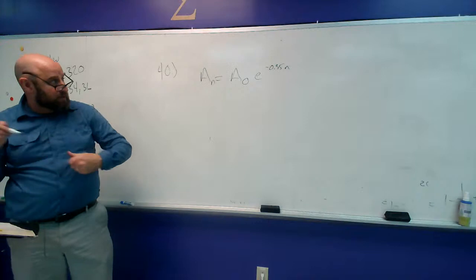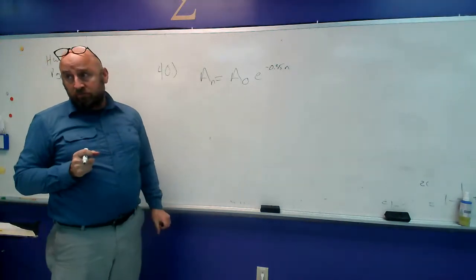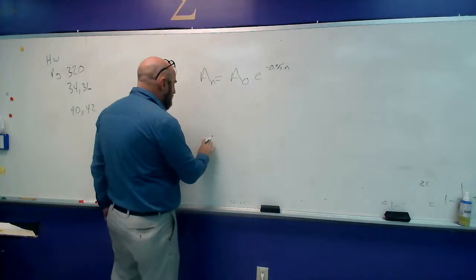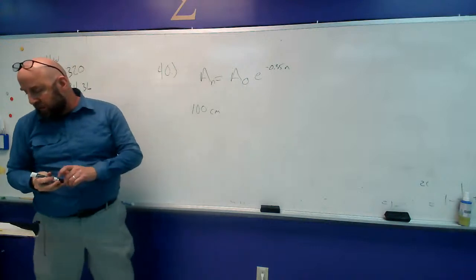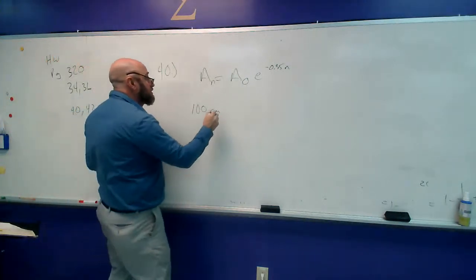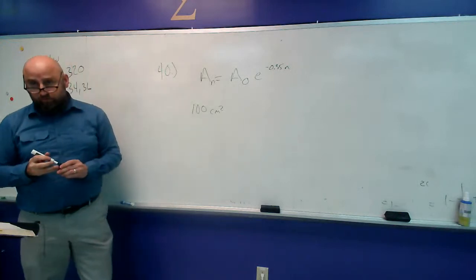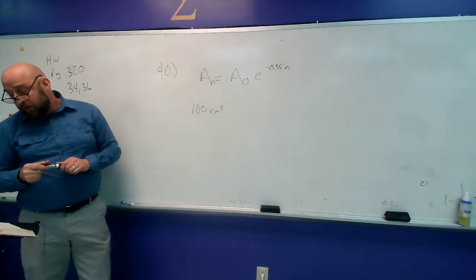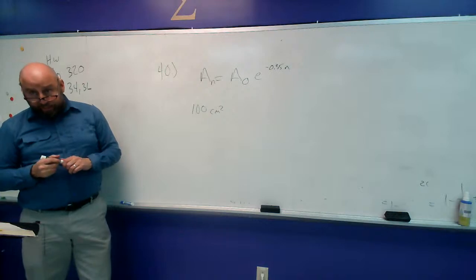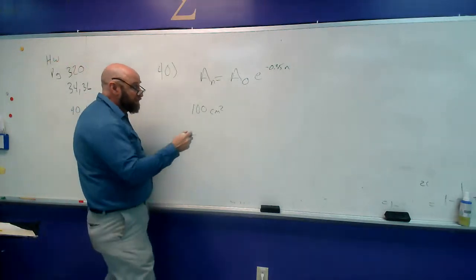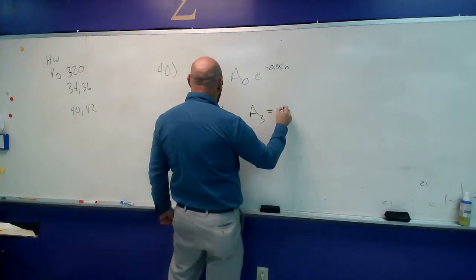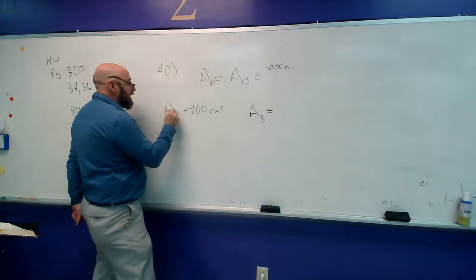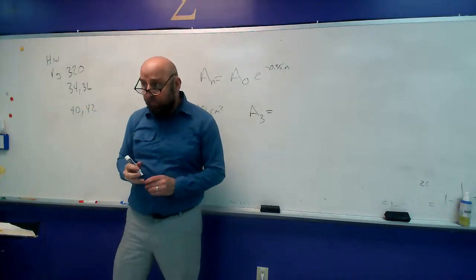So if the original size of the wound is 100 centimeters, and that's probably 100 centimeters squared, that's the original size of the wound. How big will the wound be after 3 days? And how big will the wound be after 10 days? So if we want to calculate that, A after 3 days, this is the original, so that's A at 0 days. When did it happen?